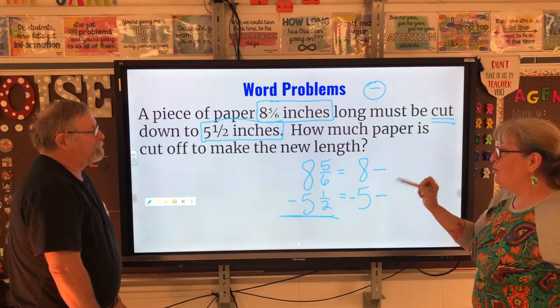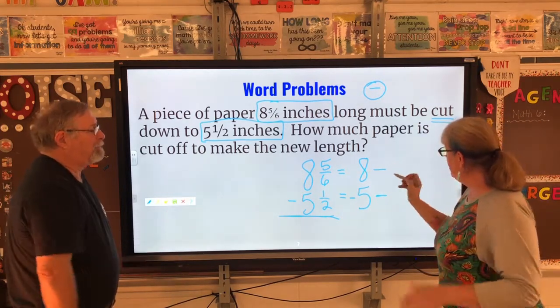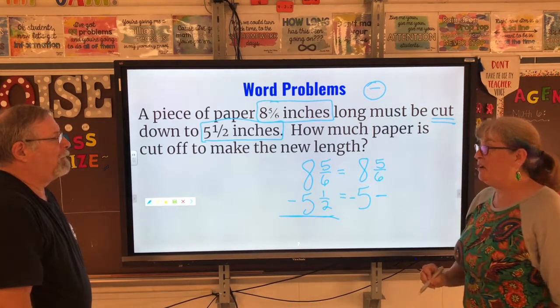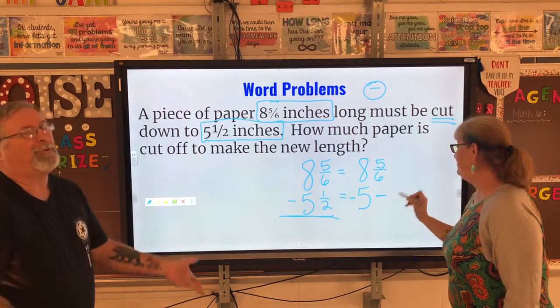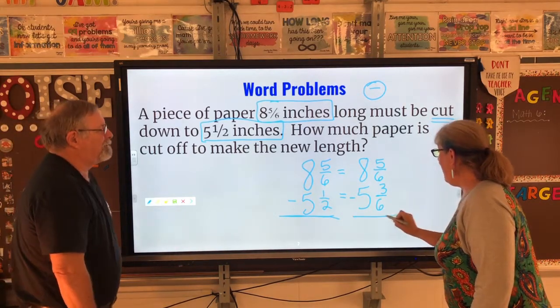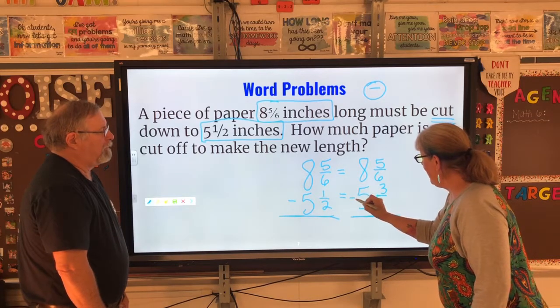And I know if I go 2, 4, 6, so I'm just going to keep that 6. So that first one doesn't even have to change. It's going to stay 8 5/6. And 1/2, we all know that 1/2 is how many 6ths? 3 out of 6. Now, I have to remember that I am subtracting here.